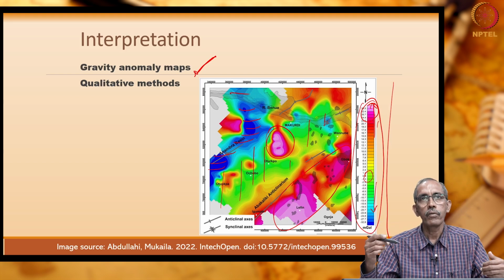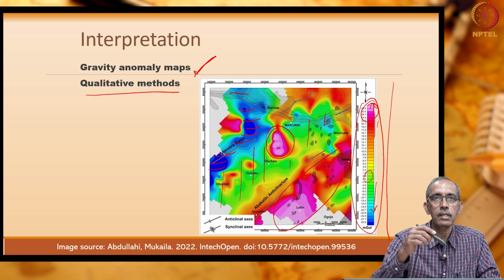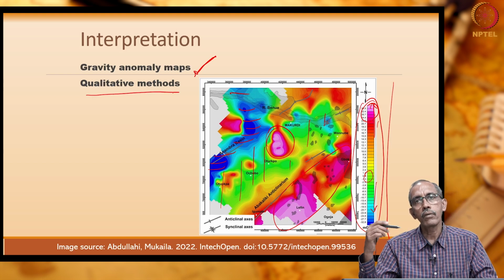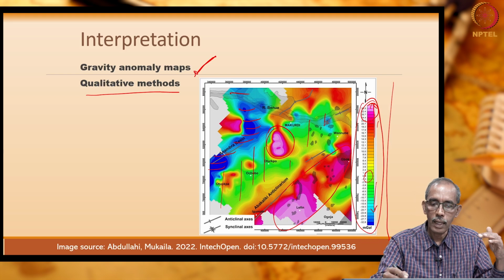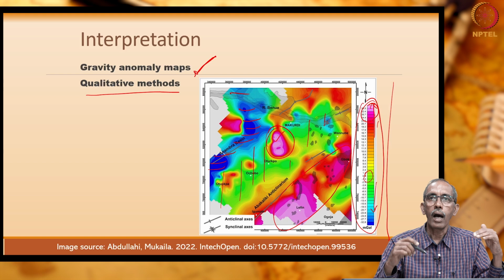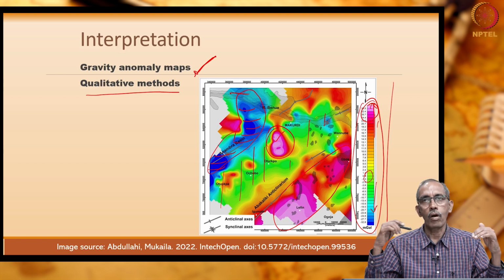So, this is how we carry on with the interpretation. This kind of interpretation is known as qualitative interpretation. That means, by looking into the gravity anomaly map, we try to decipher regions that are having dense rocks or regions that are having less dense rocks.